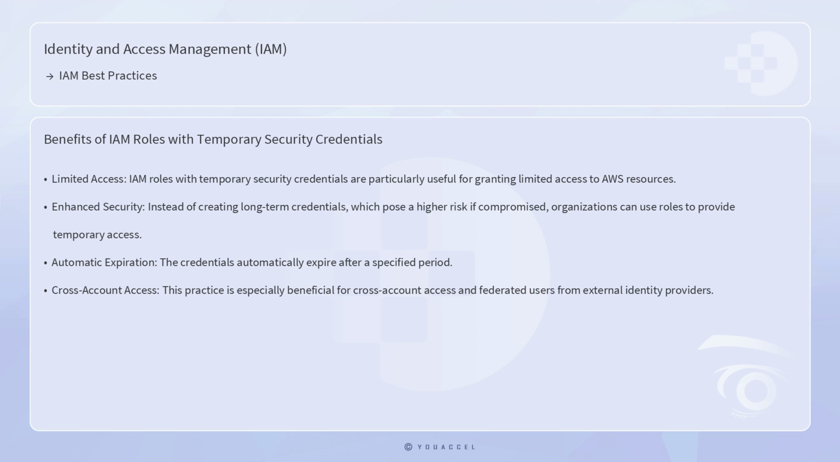IAM roles with temporary security credentials are particularly useful for granting limited access to AWS resources. Instead of creating long-term credentials, which pose a higher risk if compromised, organizations can use roles to provide temporary access. These roles can be assumed by users, applications, or services, and the credentials automatically expire after a specified period. This practice is especially beneficial for cross-account access and federated users from external identity providers. By leveraging temporary credentials, organizations can enhance security while maintaining flexibility in access management.